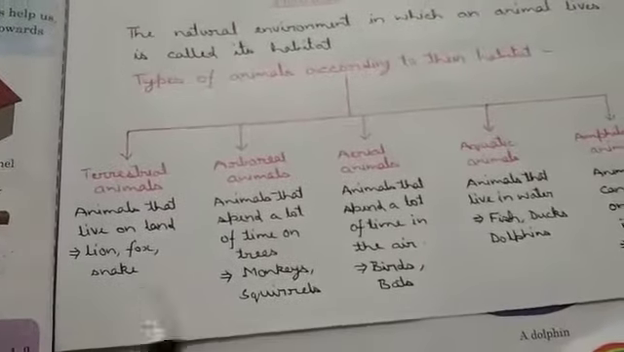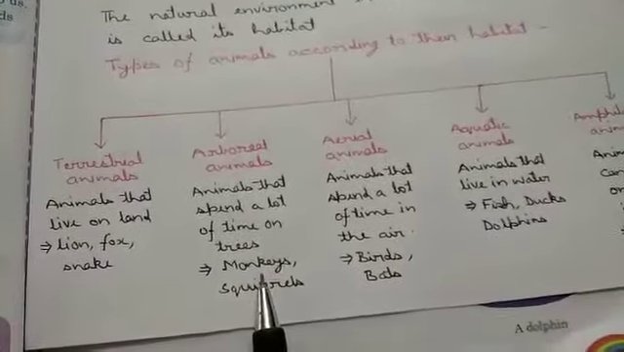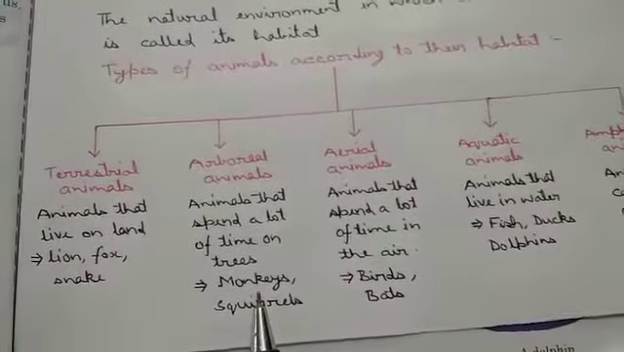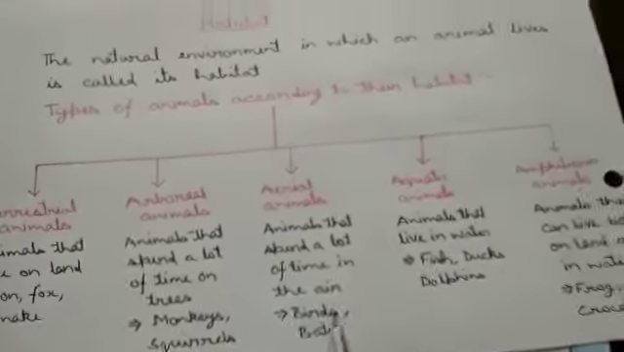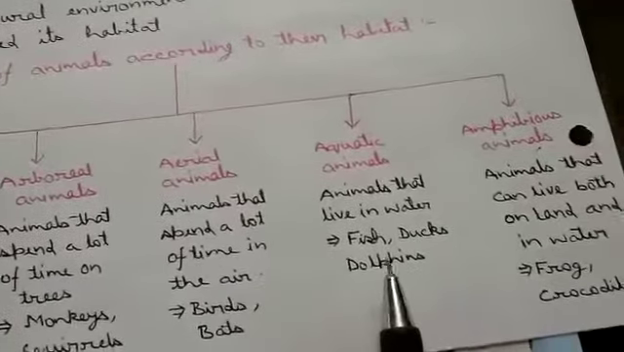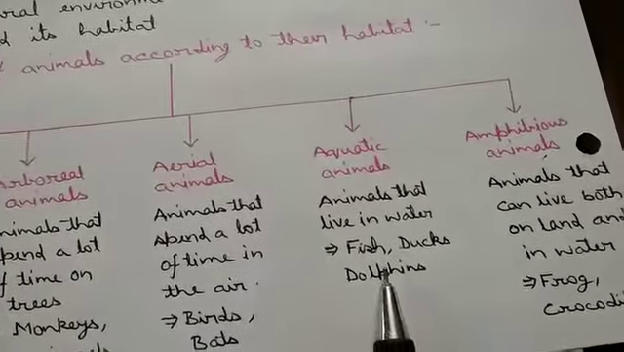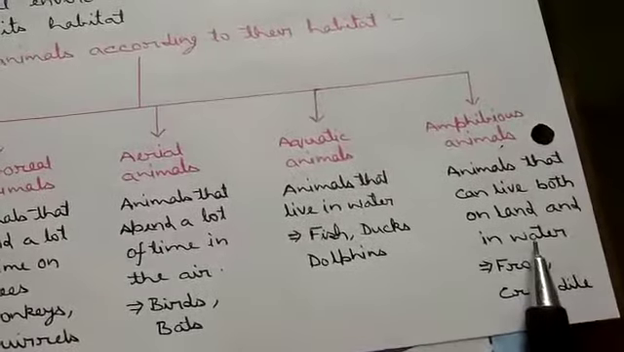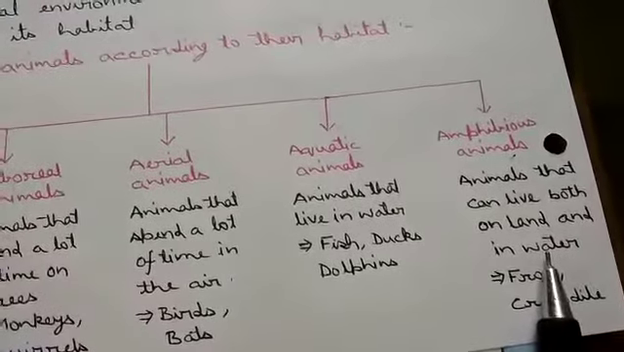Animals that live on land are called terrestrial animals. Animals that spend a lot of time on trees are called arboreal animals. Animals that spend a lot of time in air are called aerial animals. Animals that live in water are called aquatic animals. And animals that can live both on land and water are called amphibious animals.